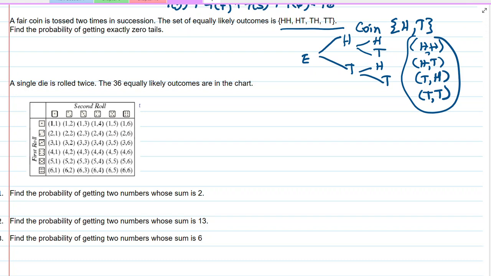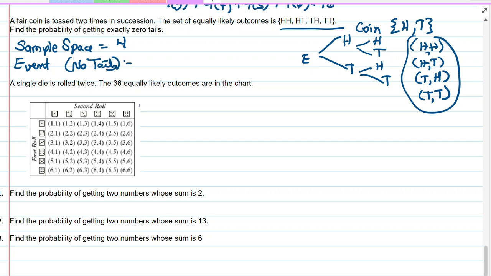Find the probability of exactly zero tails. Our sample space is 4, and our event is no tails flipped. No tails means this one and this one are out. So I only have one, the head head. The probability of our event is the cardinality of our event over the cardinality of our sample space. This is 1/4. Unlikely.